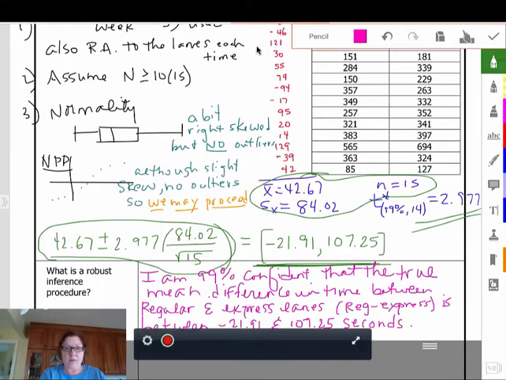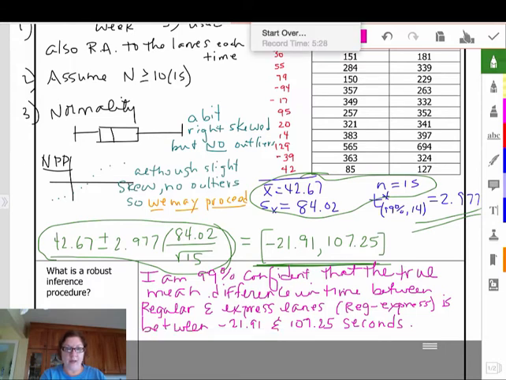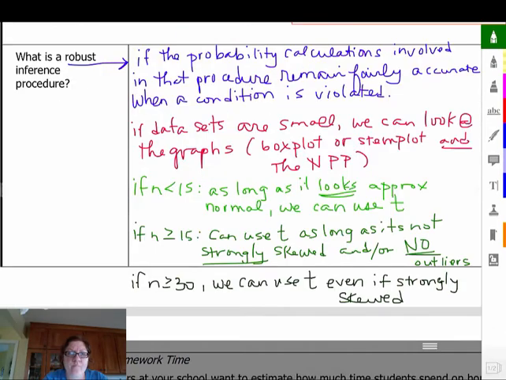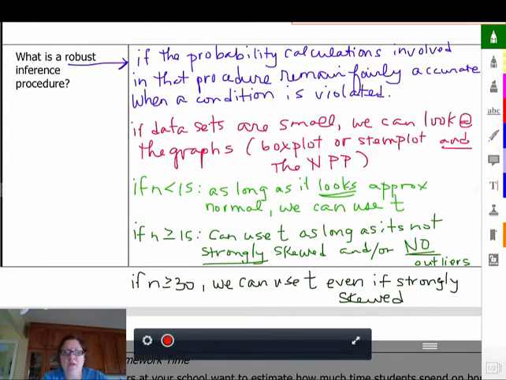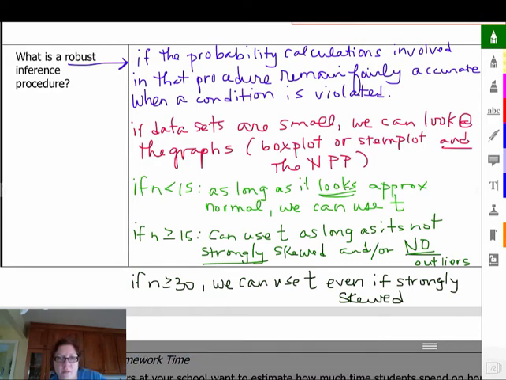Okay, so let's talk about robustness and why I can actually use these graphs as opposed to central limit theorem. So robustness is when the probability calculations are still accurate even when we violate a condition. So when the data sets are small, we can look at the graphs, just like I did above, and look at a box plot or stem plot, and the normal probability plot. And remember, we're looking for skewness on box plot and stem plot, and we're looking for linearity on normal probability plot.